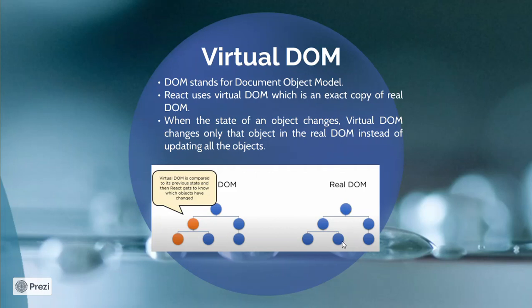Look at the picture here and see when the state of this object has changed, virtual DOM is compared with the previous state, and then React gets to know which object has changed. Then the real DOM updates only this object instead of updating all the objects. This makes the application faster with no loss of memory.